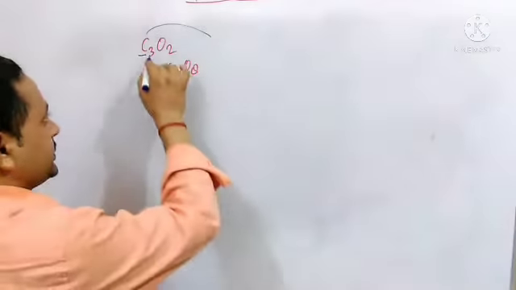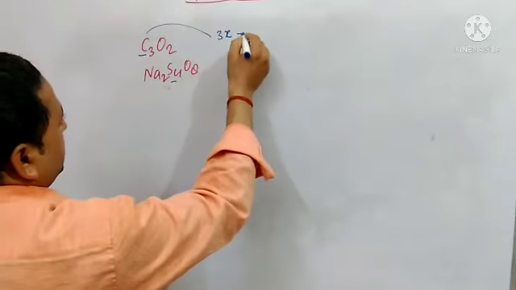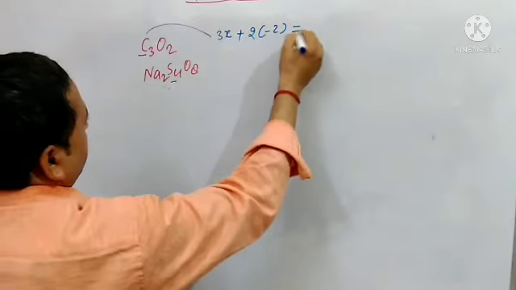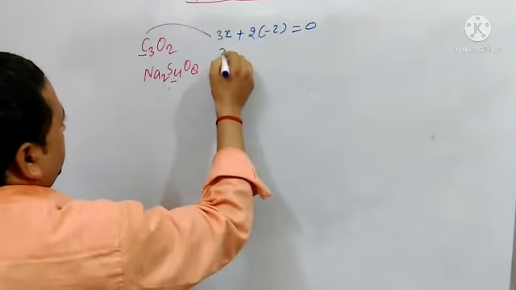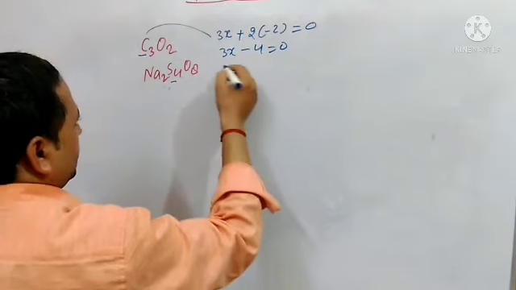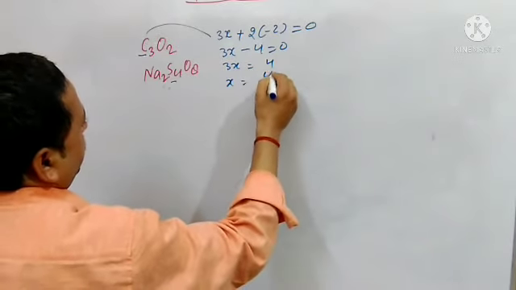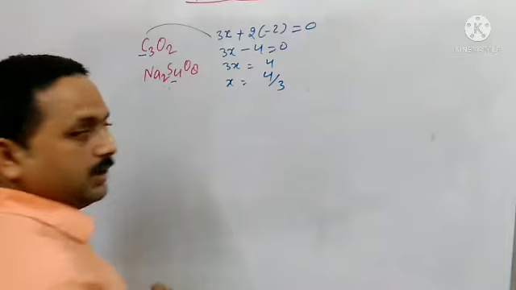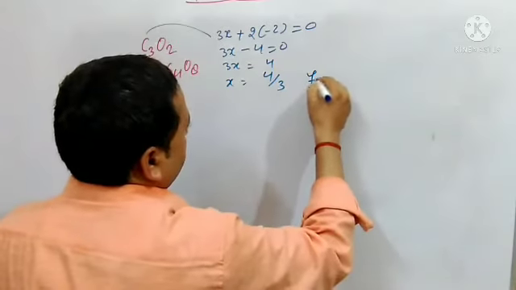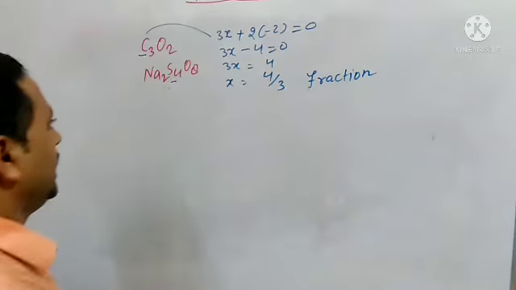Let the oxidation state of carbon be x. So 3 into x plus 2 minus 2 equals 0. Next, 3x minus 4 equals 0. 3x equals 4, x equals 4 by 3. Here, the oxidation state is a fraction.